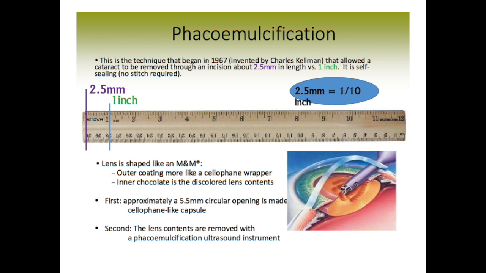Right, so we're making a circular opening in the front capsule of the lens, and then the ultrasound device is passed through a tiny incision that's made with a microscopic scalpel, making that 2.5 millimeter incision, and that incision is usually made near where the colored part of the eye hits the white part of the eye, and so the ultrasound tip has access to the contents of the lens, and the ultrasound breaks up that contents into tiny particles which are aspirated out through that same tip.